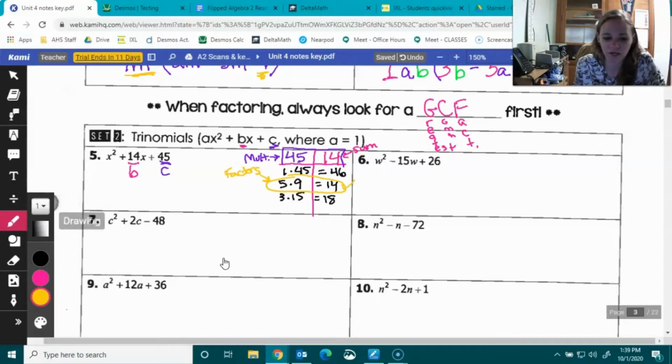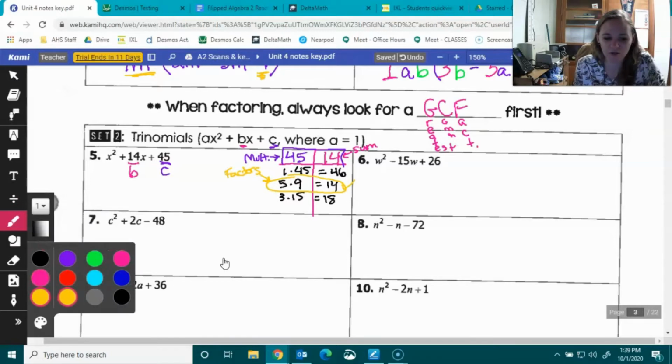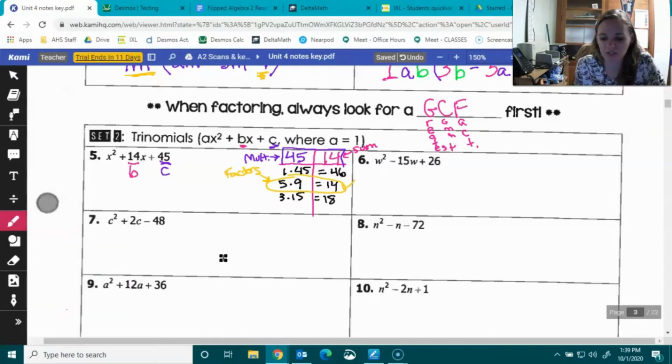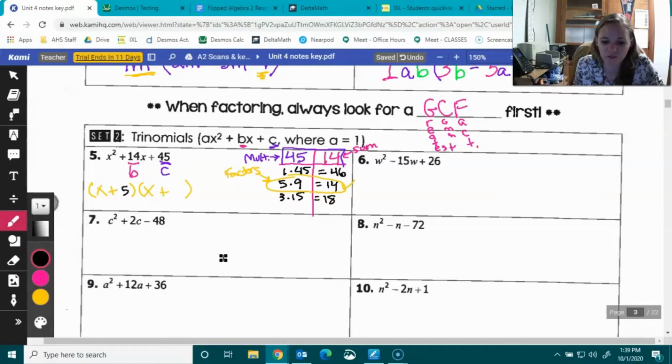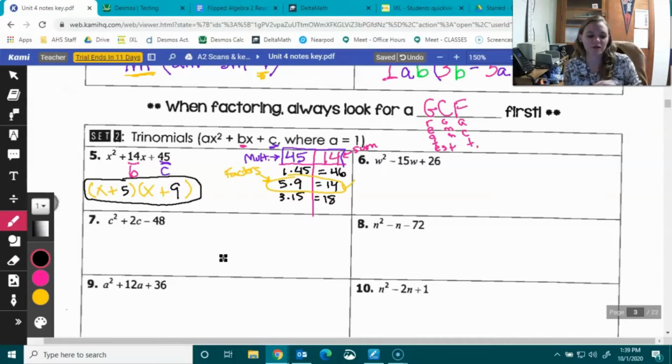All right. What that means is you can write your factors like this, and it's positive and positive, because we got a positive 45. We just take our variable, which was x, put that in the first spot, and then since they were positive, we put plus, and then we insert those values, 5 and 9. And then that would be the factored form of the original trinomial, x plus 5 and x plus 9.